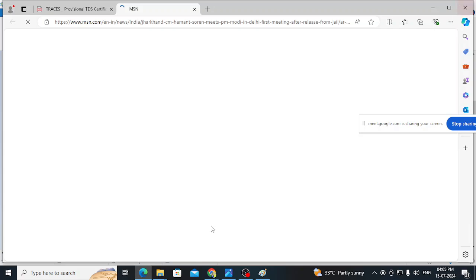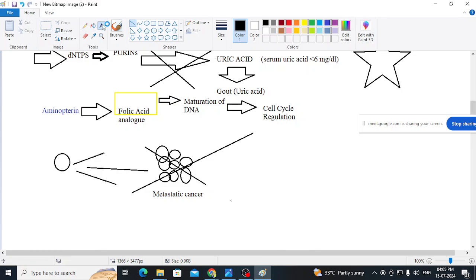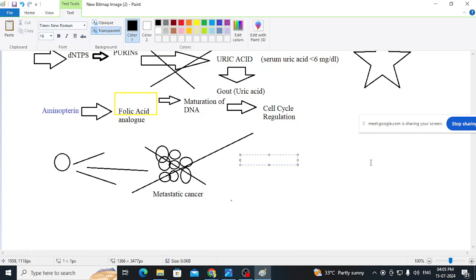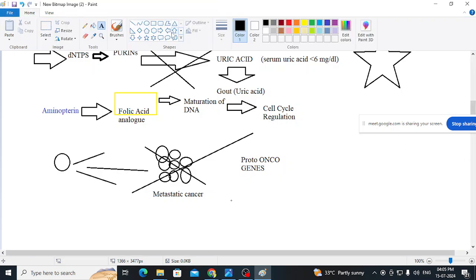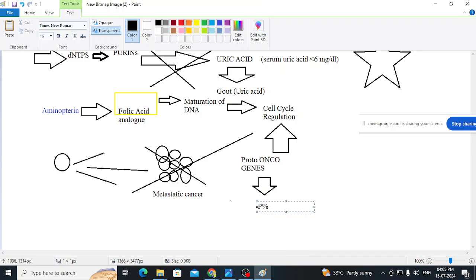Okay. So one more important thing you should know. So what is the important thing that you should know? You should know that there is a thing called proto-oncogenes. Okay, very important. So proto-oncogenes are those genes which are also helpful for cell cycle regulation. One such proto-oncogene, the most celebrated proto-oncogene, is P53. Okay, so P53 basically, what it does is it stops cancer. P53 is needed to stop cancer.